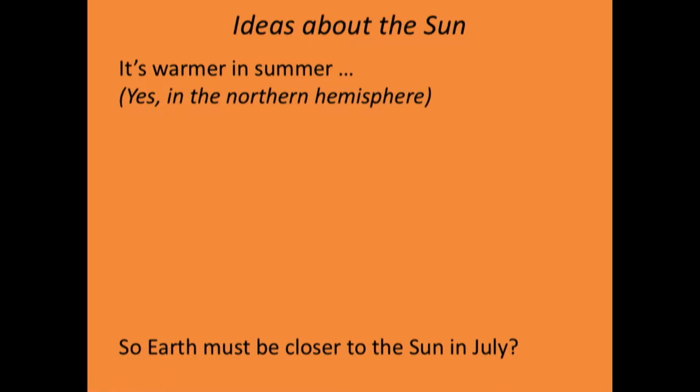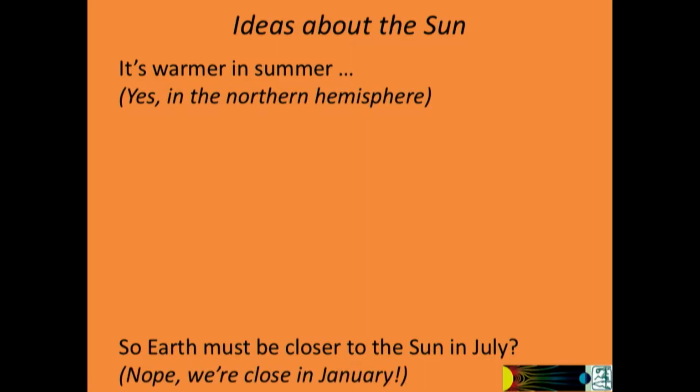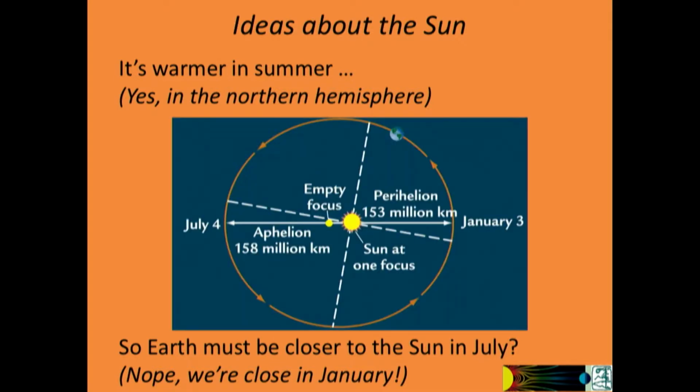And you see those pictures in your textbook of this really elongated orbit, right? But actually, we're closer to the sun in January. So if we're closer to the sun in January by a tiny bit, not even by very much, if we're closer to the sun in January, how come it's hotter here in the northern hemisphere in July? Ideas? I see some hands up. Tell me about it.